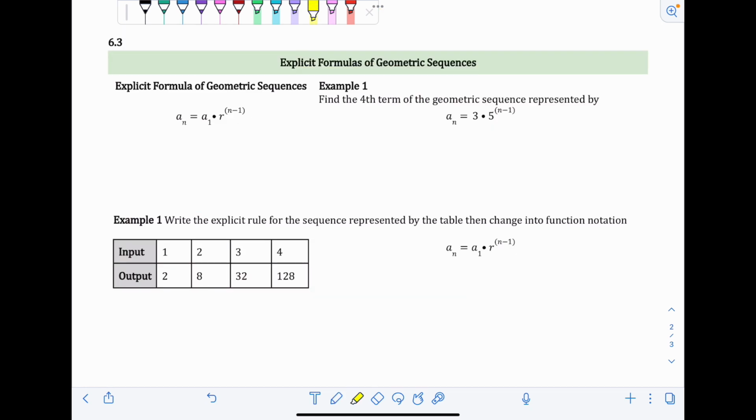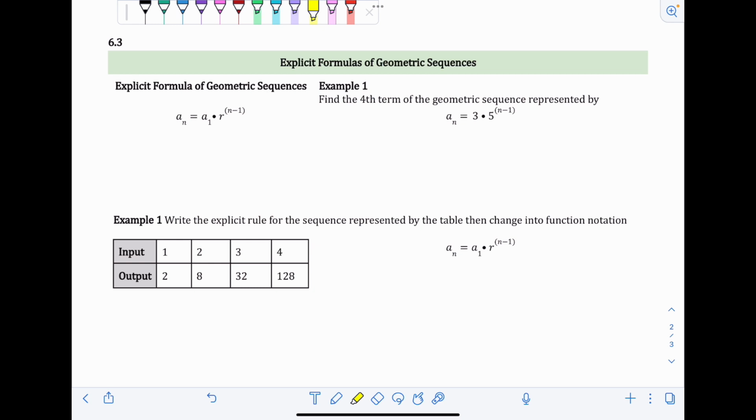Moving on to 6.3. 6.3 is explicit formulas of geometric sequences. And remember, explicit formulas are the ones that come in just one part, as opposed to recursive, which is 2 parts. And explicit formulas are generally better for finding any term of a sequence. Like if you wanted to find the 100th term of a sequence, if you used a recursive rule, you would have to find 1 through 99 first. And if you used an explicit rule, you would be able to get there right away.